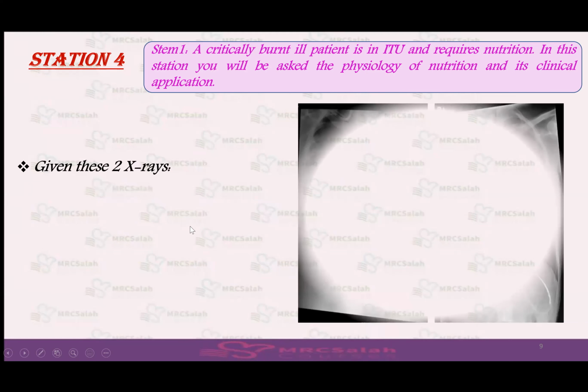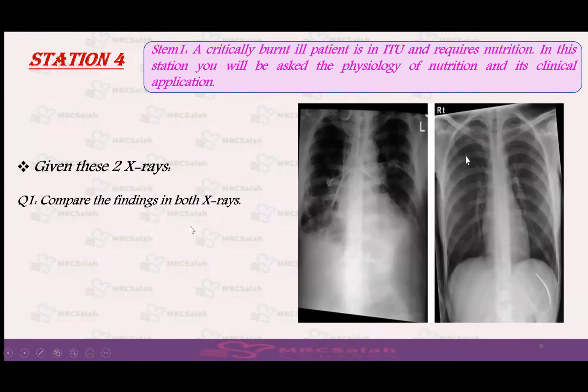Given these two X-rays, compare the findings in both of them. The X-ray on the right has a safe nasogastric tube with a tip clearly below the diaphragm. On the left side, the one on the left, we can barely see the nasogastric tube. Probably it is misplaced or it's not in the gastric.